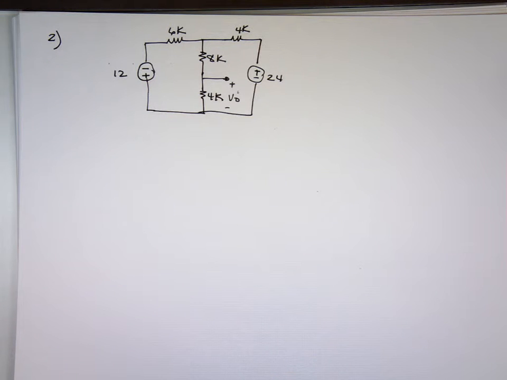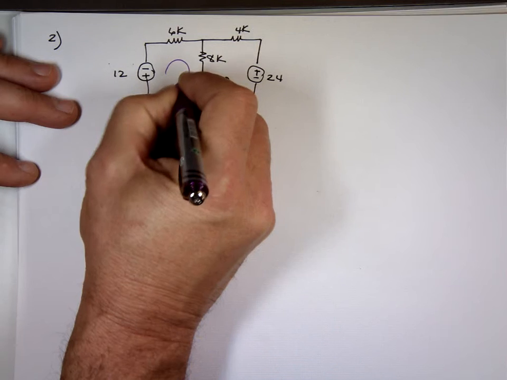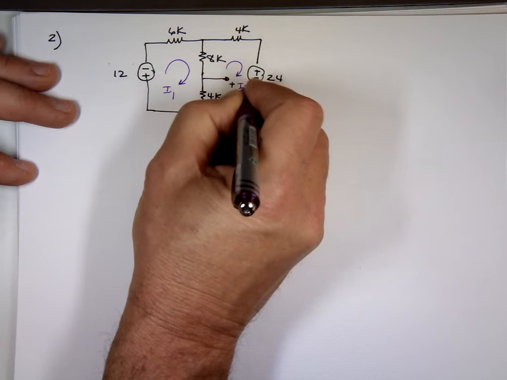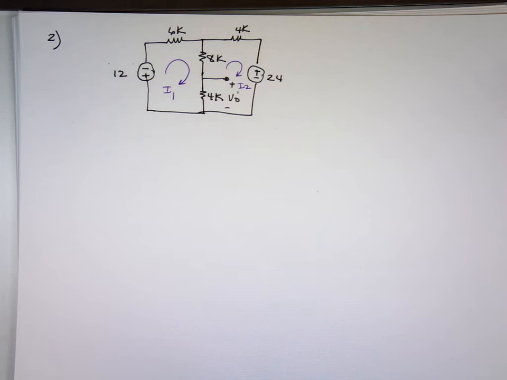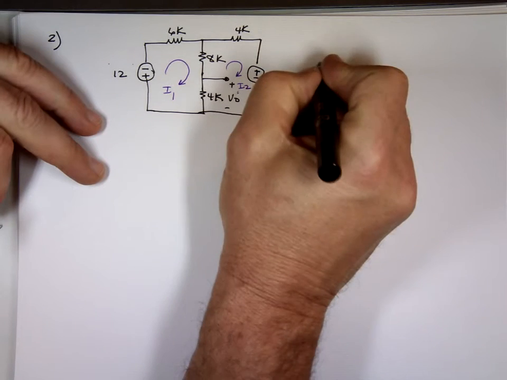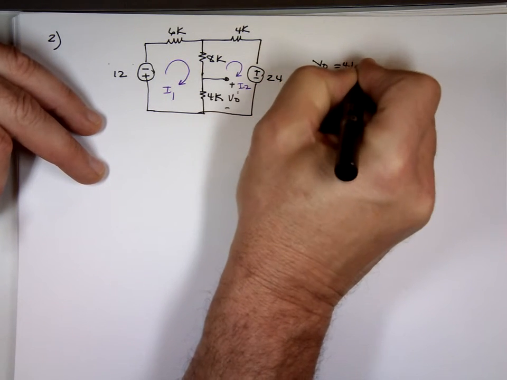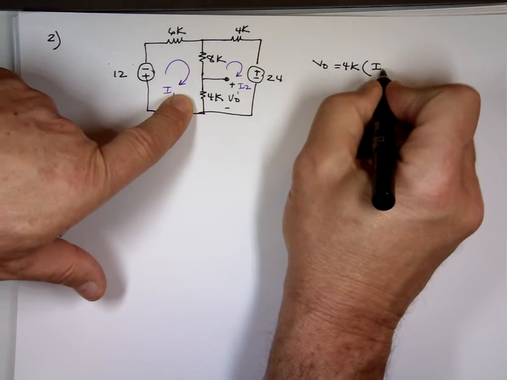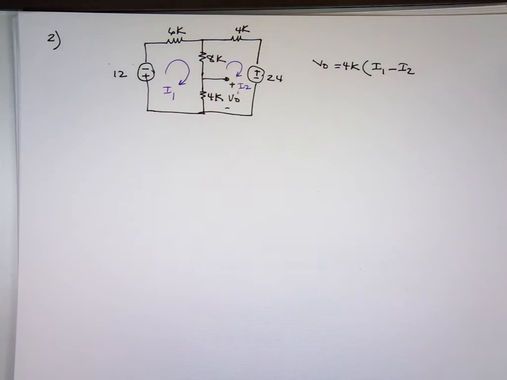That means KVL. So I can assign current counterclockwise, clockwise, wherever you want it to be. This is I sub 1. And if you do this, this is I sub 2. And if I know actually what I sub 1 and I sub 2 are, I can solve for V out. Because V out is labeled plus to minus. So V out is going to be 4K times the current down, because it's labeled plus to minus. What is the current down? Isn't that I sub 1 minus I sub 2? If you look at it, it's plus on the top, minus on the bottom.